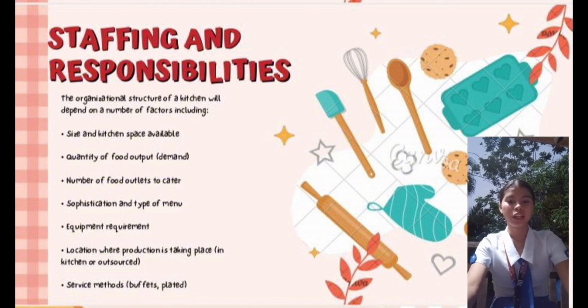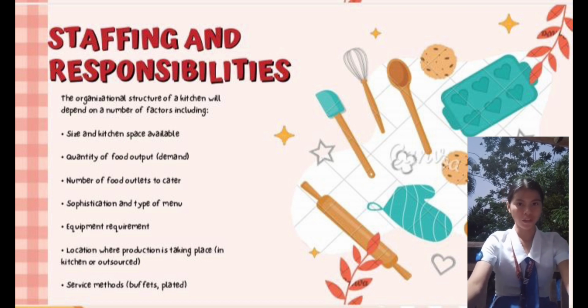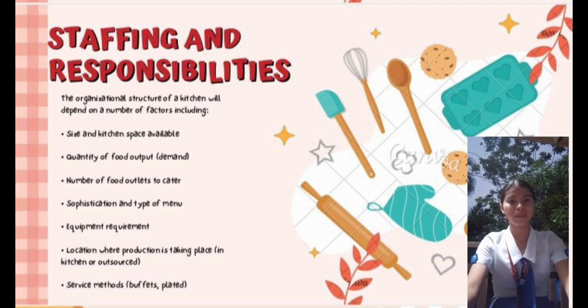Next is quantity of food output. Third, number of food outlets to cater. Next is sophistication and type of menu. Next, equipment requirement. Next is location where product is taking place, in kitchen or outsourced. Next is service methods, examples are buffet, plated, self-service, semi-self-service.